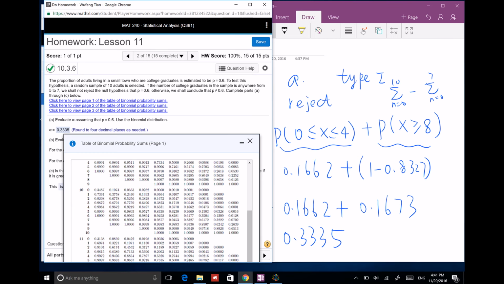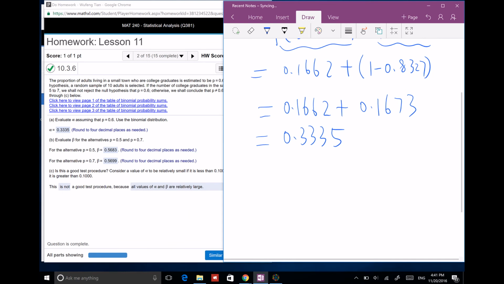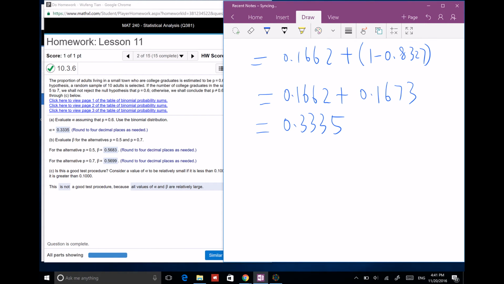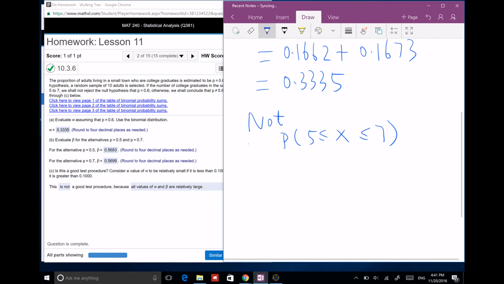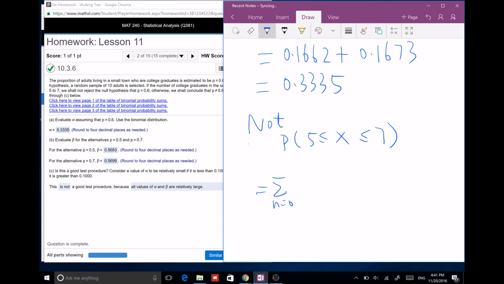So let's look at the second one. The second one is beta, the type 2 error. Type 2 error is will not reject, the probability of not rejecting. Not reject is P of x bigger than or equal to 5 and less than or equal to 7. So basically we're going to use n from 0 to 7 minus n from 0 to 4, because you start from 5.